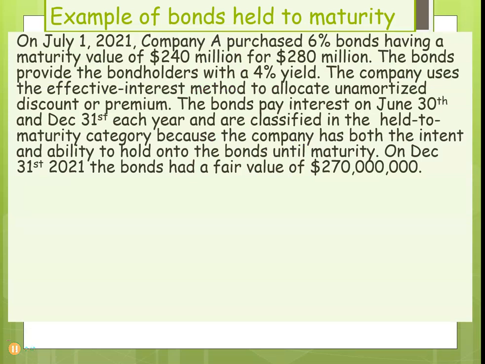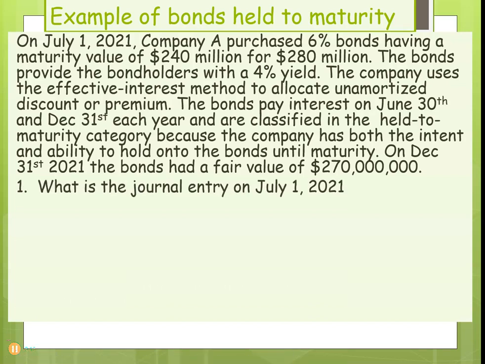Now, example 1, we have purchased bonds that pay 6%. They have a face of $240 million, and we paid $280 million for them. The bonds provide the bondholders with a 4% yield. The company uses the effective interest rate to allocate unamortized discount or premium, and the bonds pay on June 30th and December 31st of each year. So, the intent is to hold them. And at the end of the year, they have a fair value of $270.